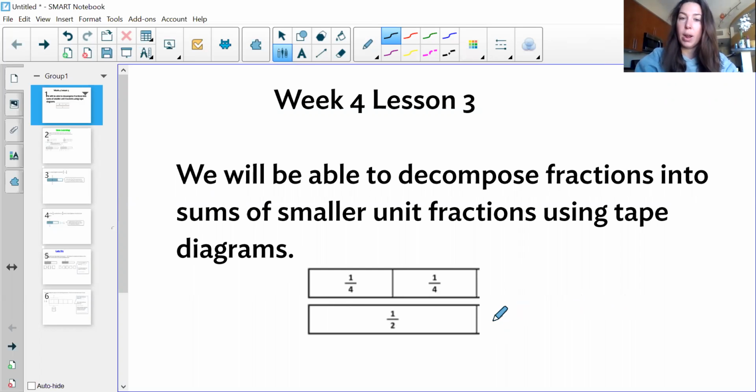So we can say that 1/2 is equivalent to 2/4. I promise, guys, I will get better at drawing with a pen on the computer.